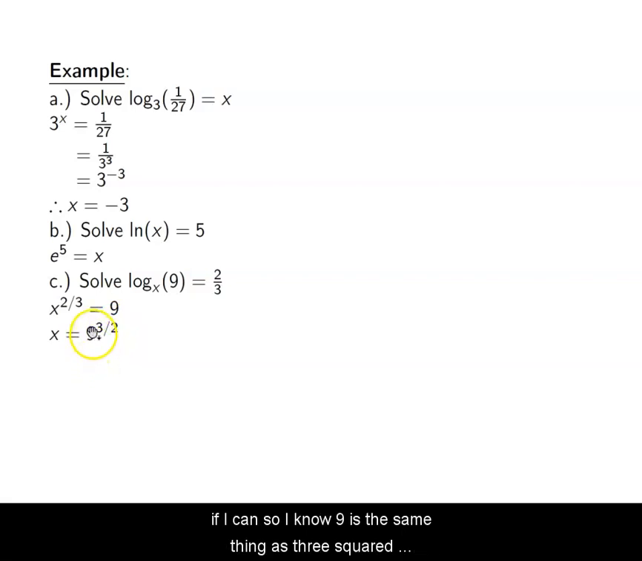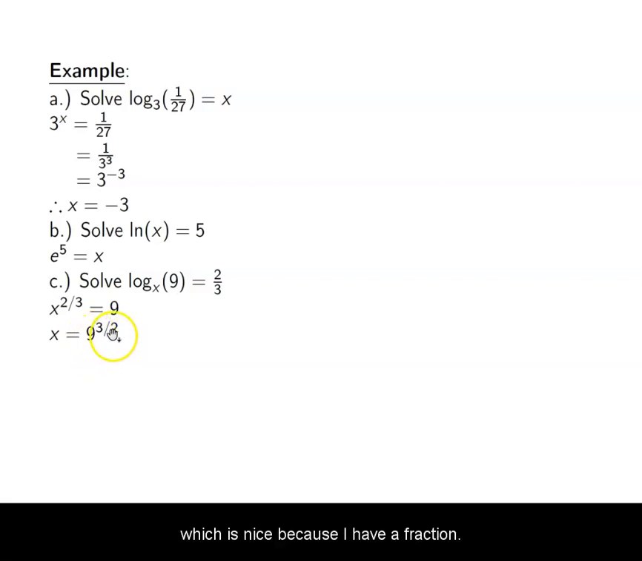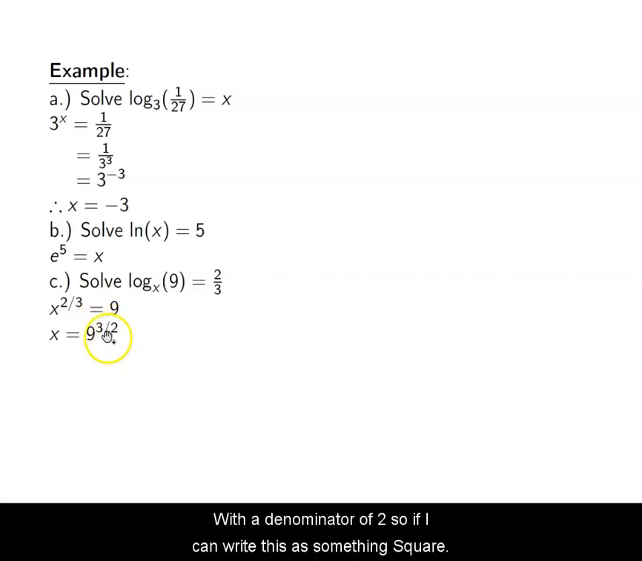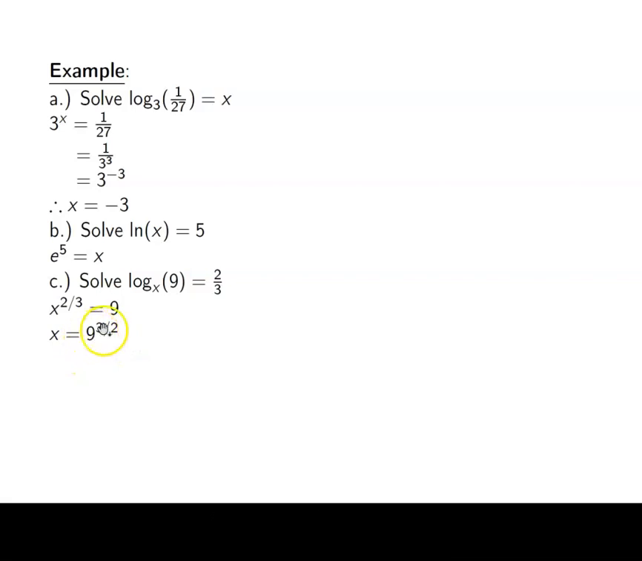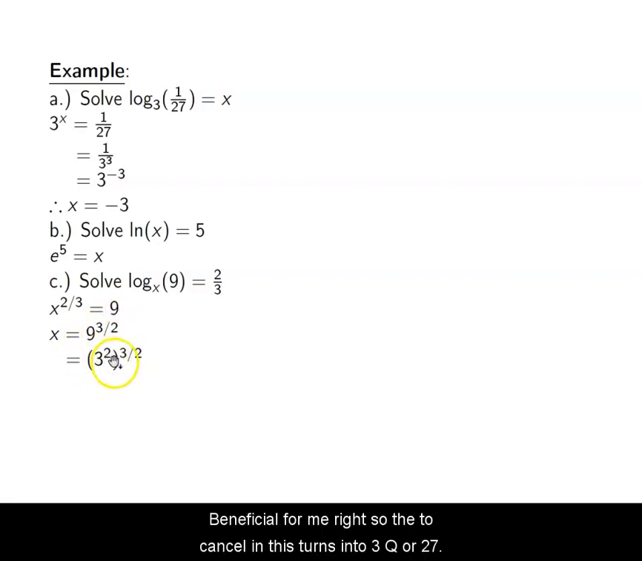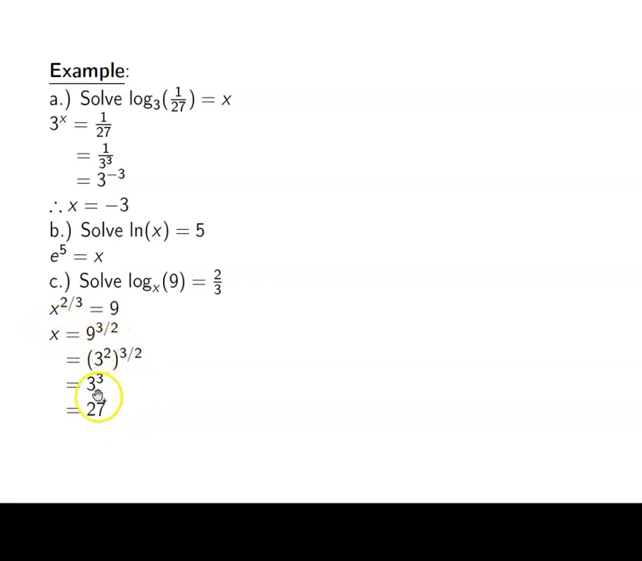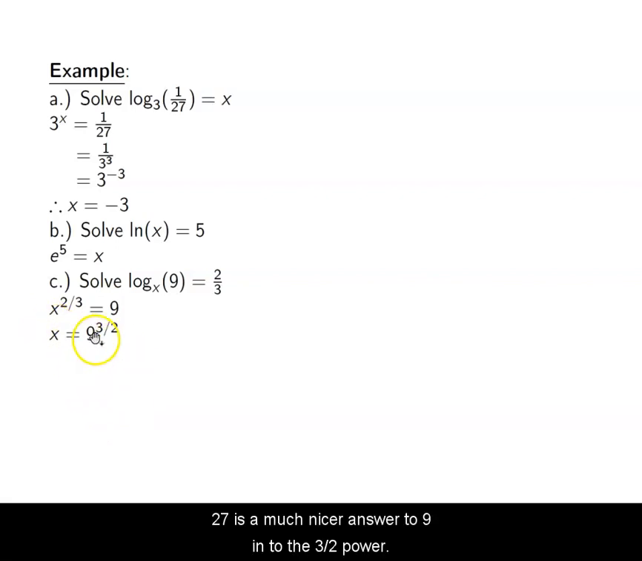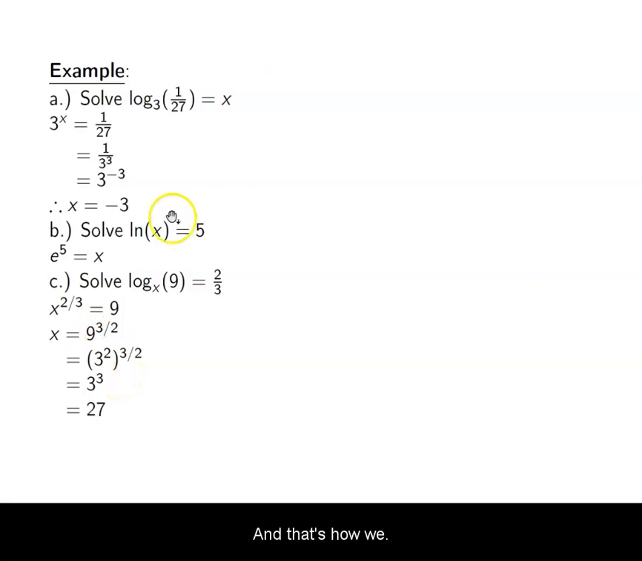I know 9 is the same thing as 3 squared, which is nice because I have a fractional exponent with a denominator of 2. So if I can write this as something squared and get those to cancel, it'll be beneficial for me. So the 2's cancel and this turns into 3 cubed or 27. 27 is a much nicer answer than 9 to the 3/2 power. And that's how we deal with various logarithmic problems in this section.